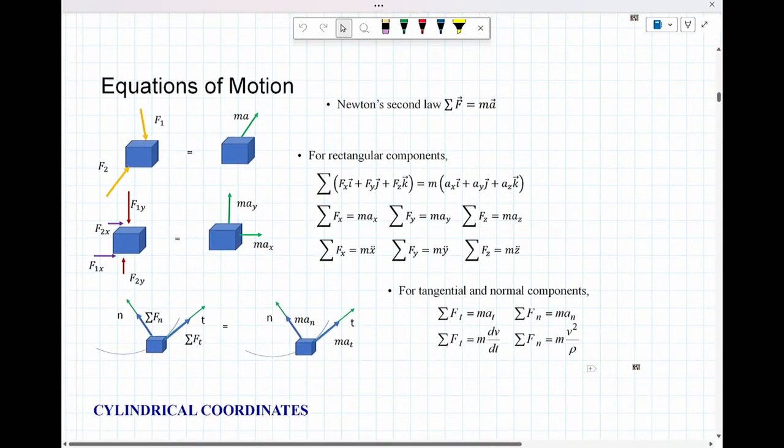For particles, we didn't have to worry about rotation. So you ended up with sum of forces is m ax, m ay, m az, or x double dot, y double dot, z double dot. If you have tangential and normal components, mass times acceleration tangential, mass times acceleration normal, and m dv dt and m v squared over rho. By substituting in the definitions, this deals with the change in the magnitude of velocity, this change deals with the change in direction.